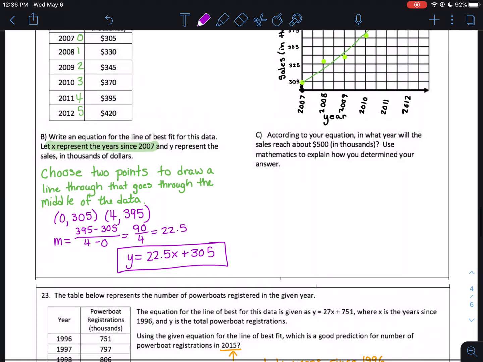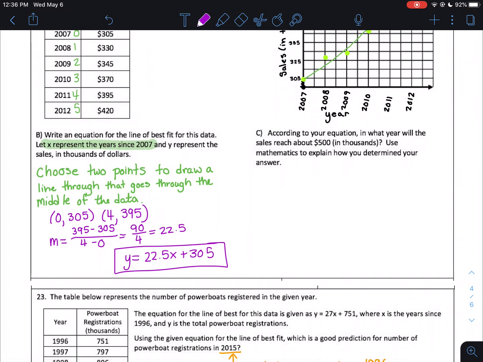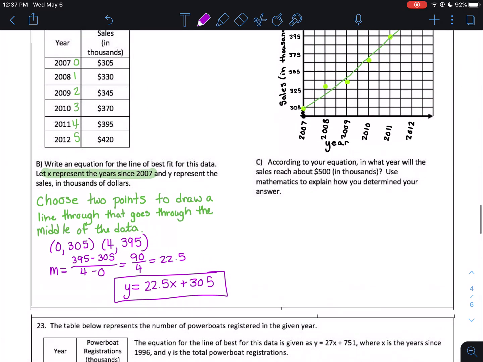Now, again, this is the line of best fit because not every point in this data set is exactly going to fit that equation. Okay, if I plug in 1 for x, I don't get 330. So it's not exactly fitting every single data point, but it's a good model. And so part C says, according to your equation, in what year will the sales reach about 500 in thousands? Use mathematics to explain how you determined your answer.